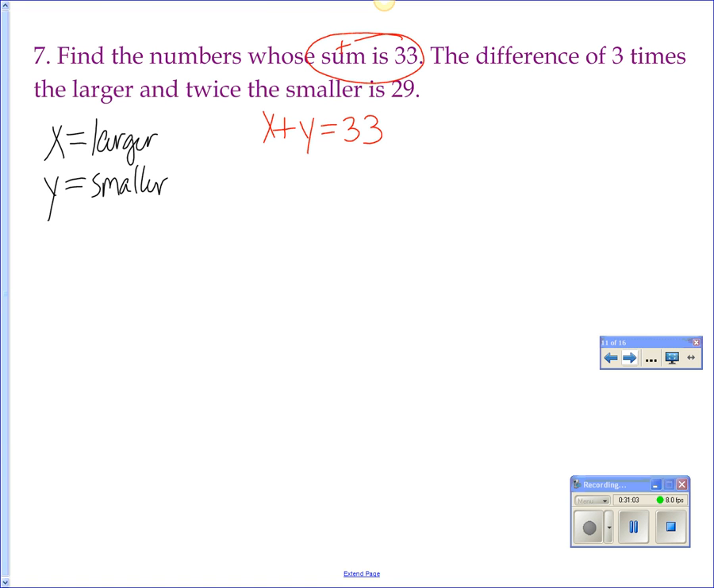Okay. All right. This next one, when it says difference, you're going to have a subtraction sign right there in the middle. Well, we're subtracting 3 times the larger. What letter are we using for larger? X. So we put 3x in front. And we're doing twice the smaller equals 29.